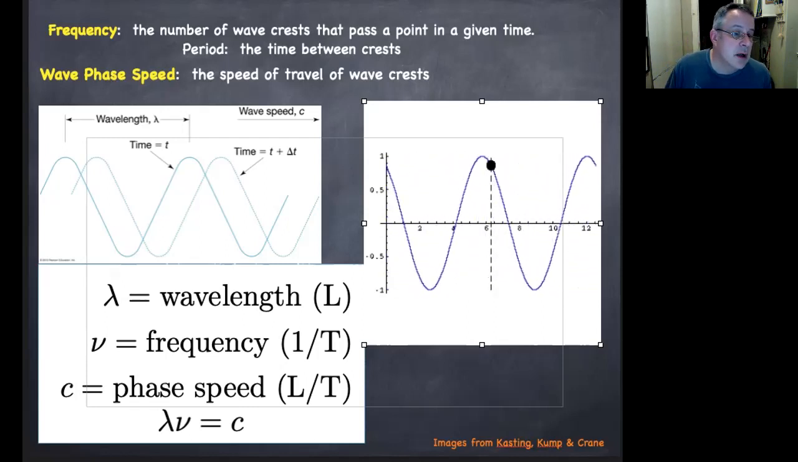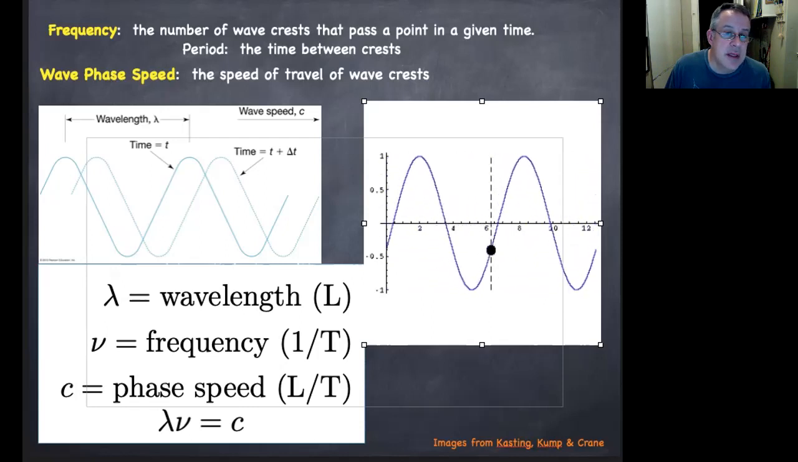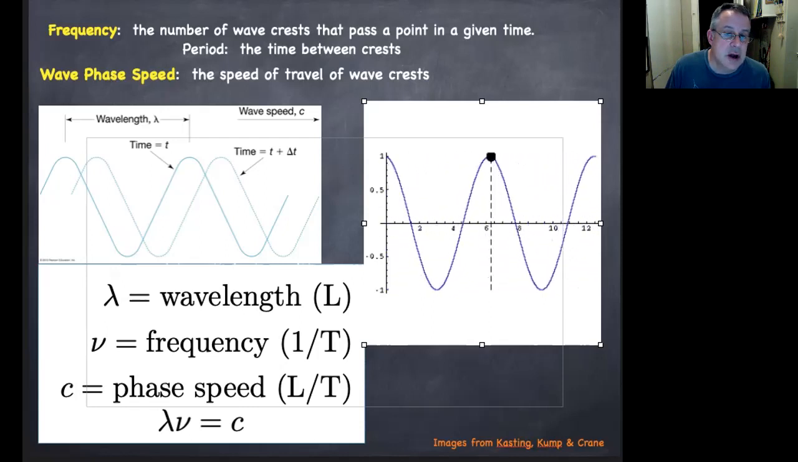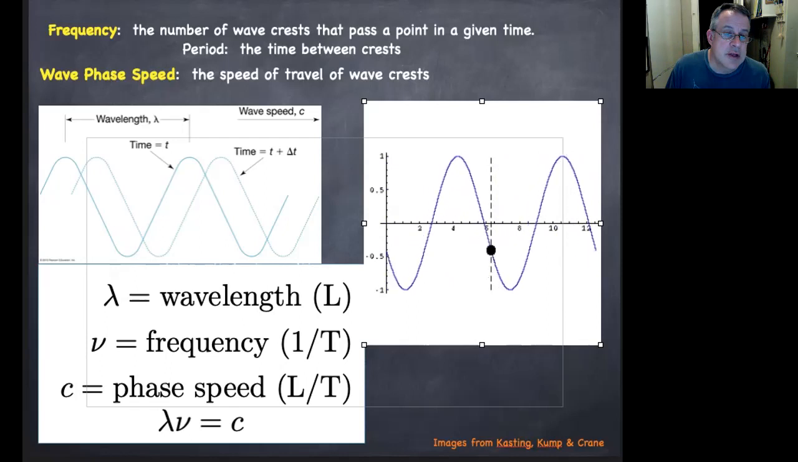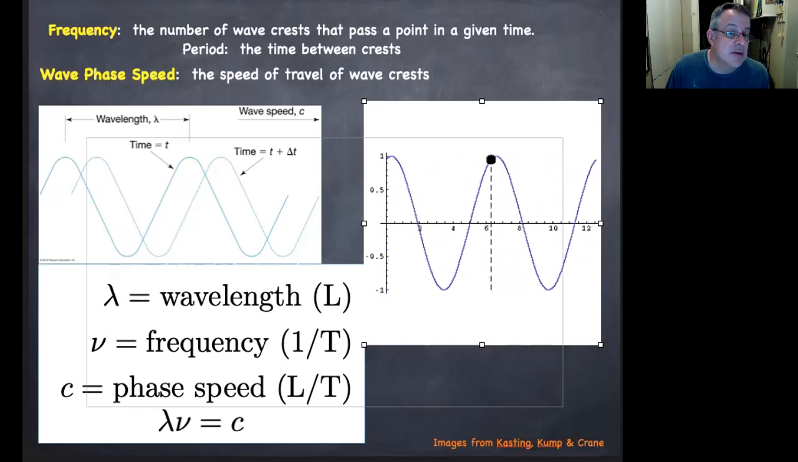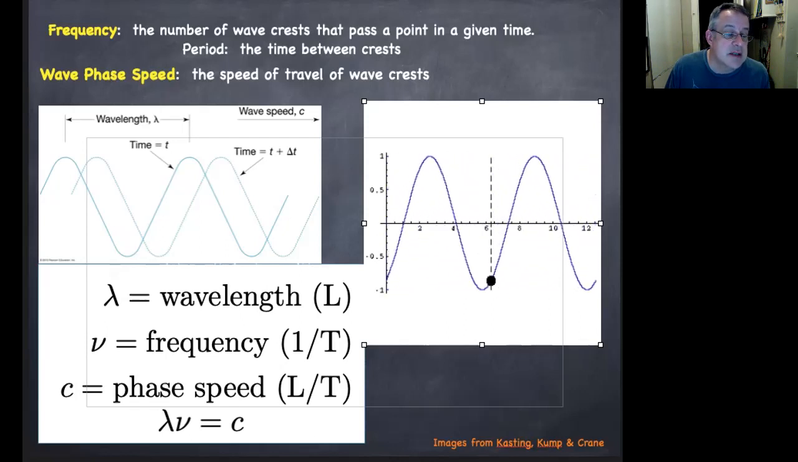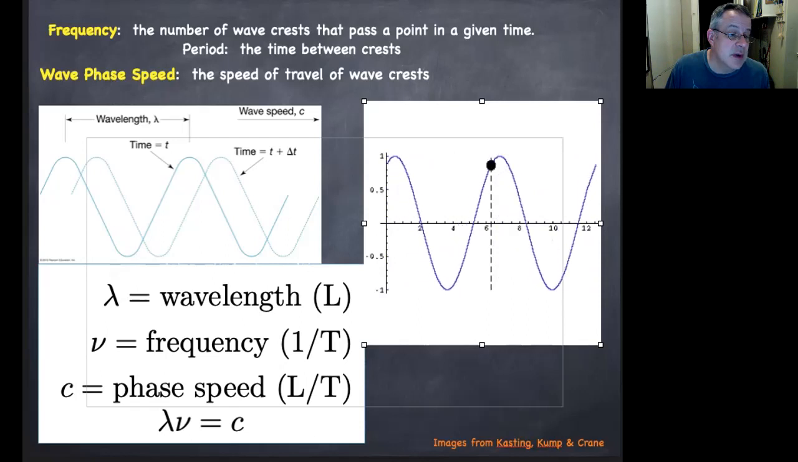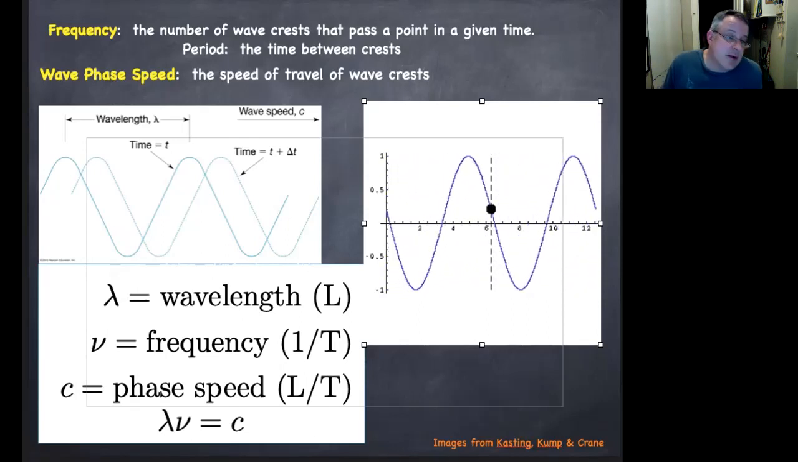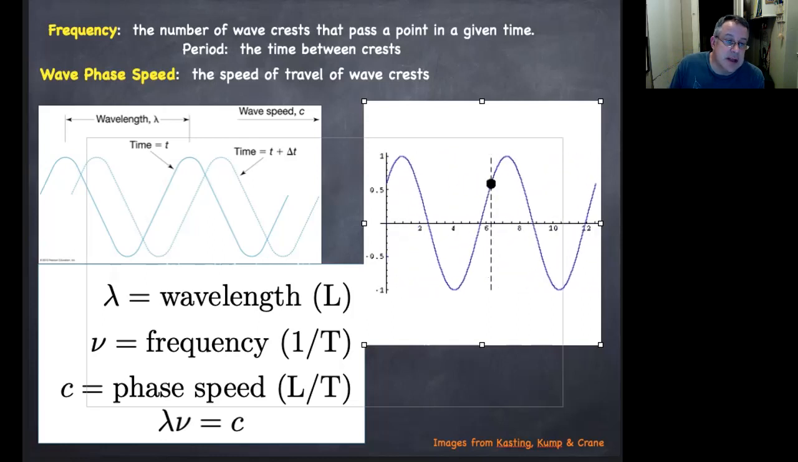That's the deal. The phase speed is the speed at which this crest or this trough, which are particular phases of the wave as it goes from crest to trough to crest, propagates. Those are the phases of the wave. The phase speed is the speed at which each phase propagates. And if you think about it for a little while, you'll see that the frequency times the wavelength is equal to the phase speed.